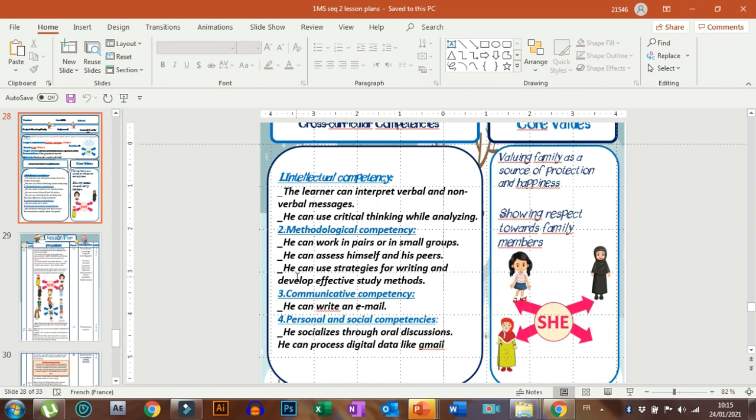Next, he can use strategies for writing and develop effective study methods, because here we're going to write and we need some strategies. For communicative competency, he can write an email. Personal and social competencies: he is going to socialize through oral discussions with his peers, and also he can process digital data like Gmail. Since they are going to write an email, you need to tell them about emails. You ask them if they have emails. So it's good to know about that.